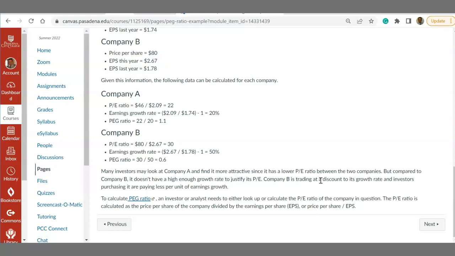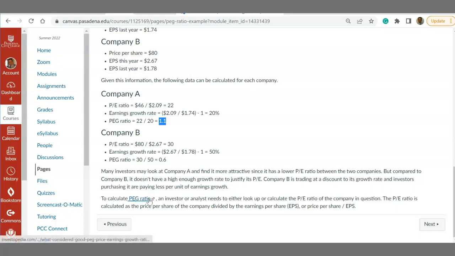Company B is trading at a discount to its growth rate, and investors purchasing it are paying less per unit of earning growth. And as you see here, this is below 1. So below 1 is good, right? Below 1 is good. Above 1 looks like a little bit, future growth is not that attractive. So below 1, it's a very good one.